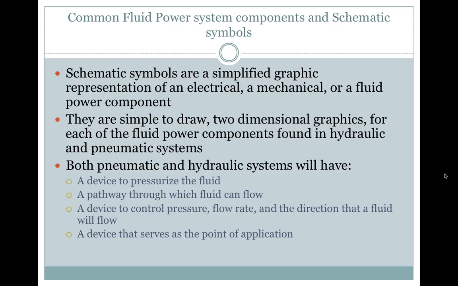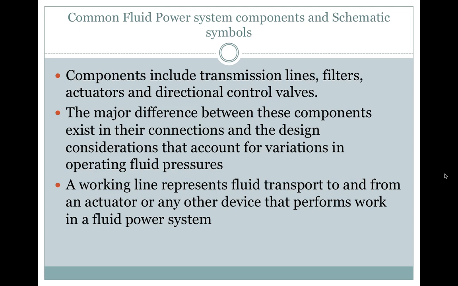Both pneumatic and hydraulic systems will have a device to pressurize the fluid, a pathway through which the fluid can flow, a device to control pressure, flow rate, and the direction that a fluid will flow, and a device that serves as the point of application. Components include transmission lines, filters, actuators, and directional control valves. The major difference between these components exists in their connections and their design considerations that account for variations in operating fluid pressures.